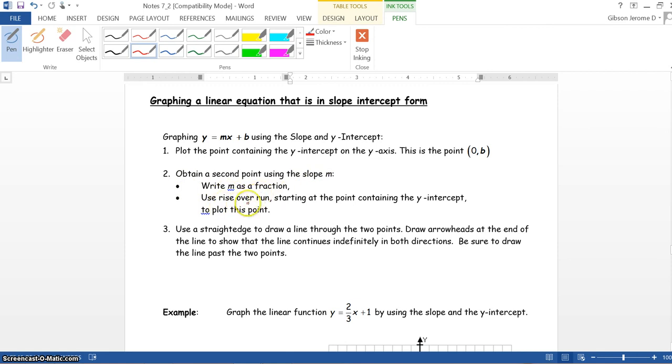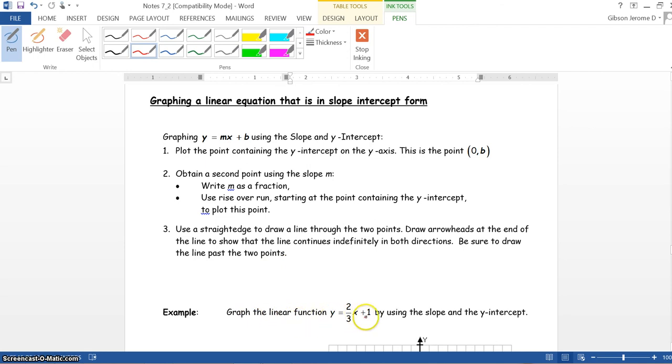Write m as a fraction. Use rise over run starting at the point containing a y-intercept to plot this point. Use a straight edge to draw a line through the 2 points. Draw arrowheads at the end of the line to show that the line continues indefinitely in both directions. Be sure to draw the line past the 2 points.